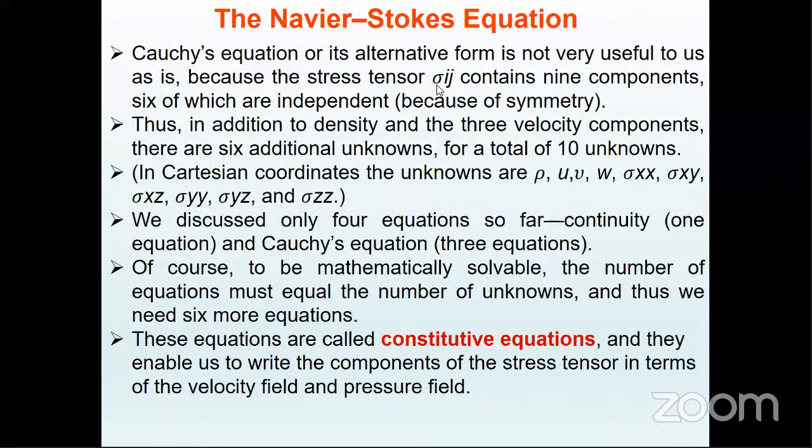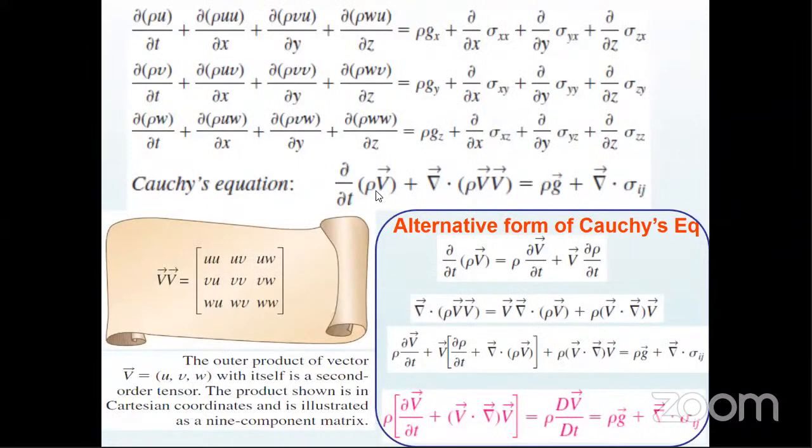Out of the 9 components of sigma, 6 are independent because of the symmetry. They are not depending on each other. Maybe one along the forward direction, one along the reverse direction. One towards the top, one towards the bottom. One near to you, one away from you, of that kind. In addition, we have the density component and also 3 velocity components. Density is 1, velocity is 3.